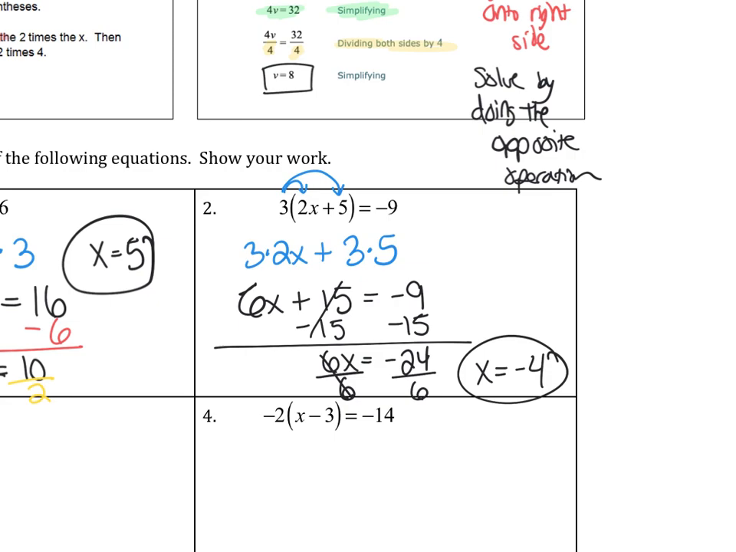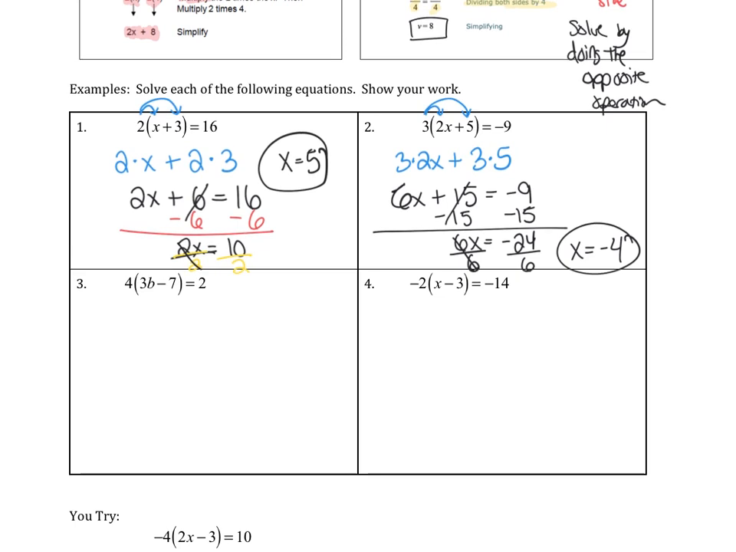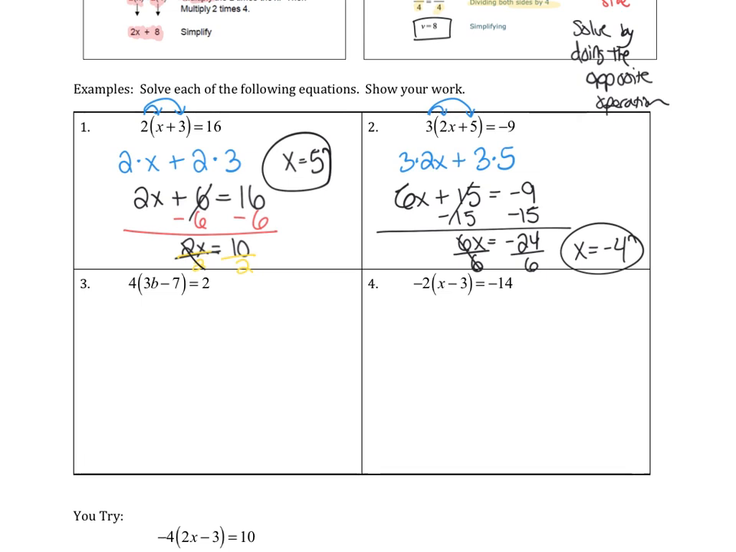Okay, let's try a couple more in our notes. In the next one, we have 4 on the outside, 3b minus 7 on the inside of the parentheses is equal to 2. So first step, let's multiply that 4 into both pieces. So we have 4 times 3b minus 4 times 7. Simplify that. 4 times 3 is 12b minus 4 times 7 is 28 equal to 2.